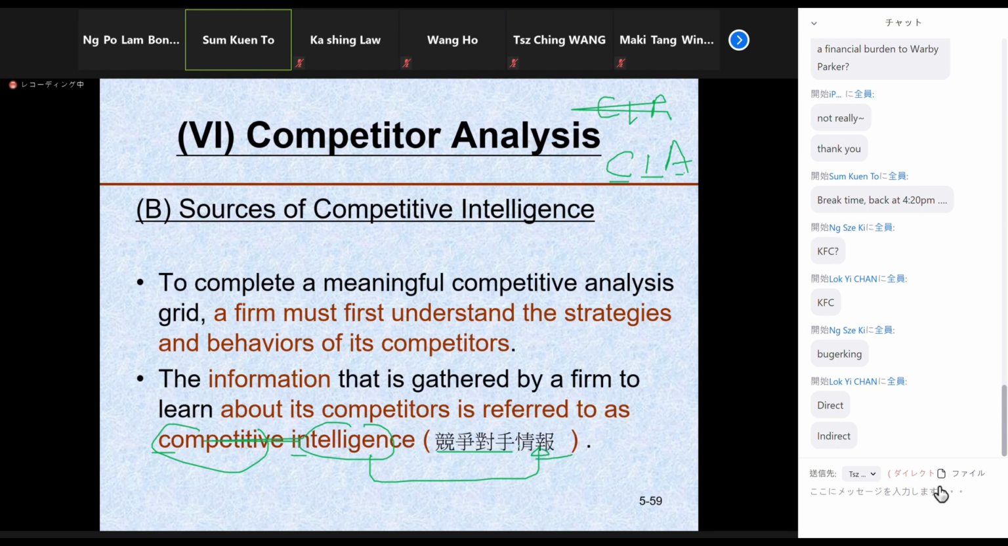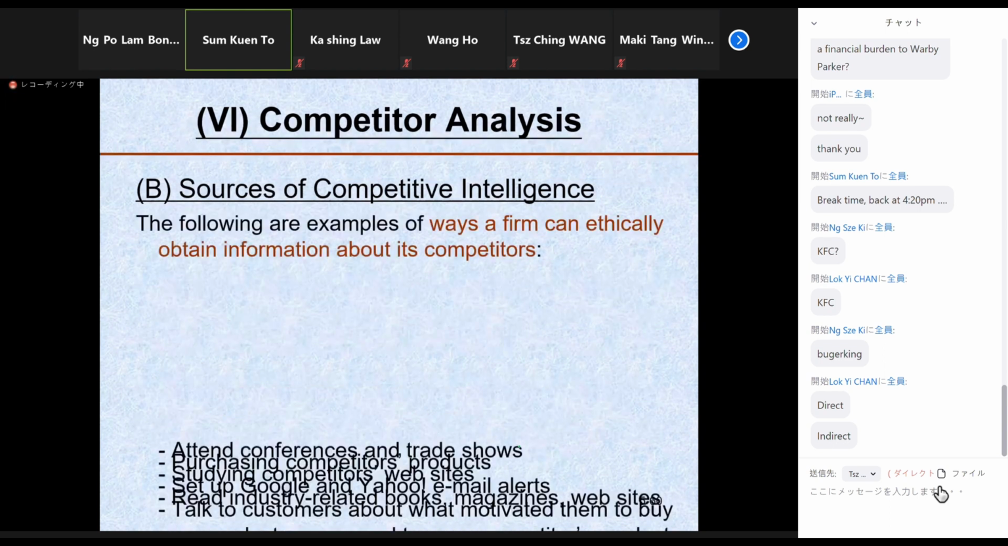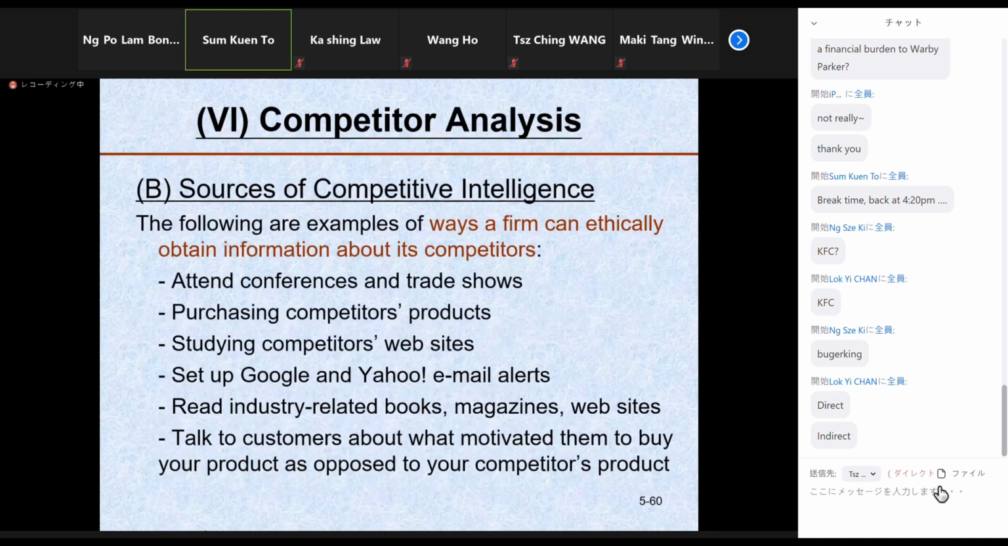So you try to go and find out what your competitor is doing. So there are lots of things, for example, depending on the nature. You can attend their trade conferences, try to get the leaflet, the catalog of what they are doing. For some toy, for some even smartphone, you can also buy their product.